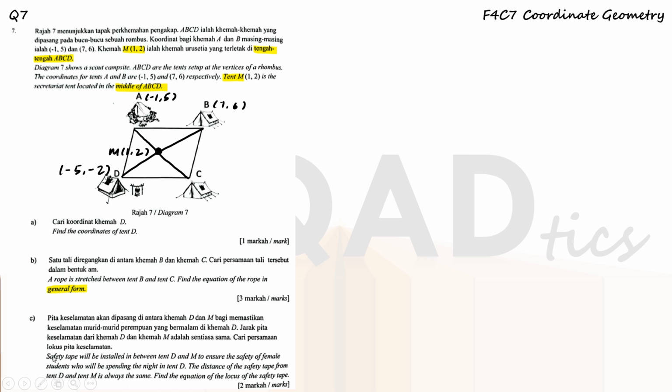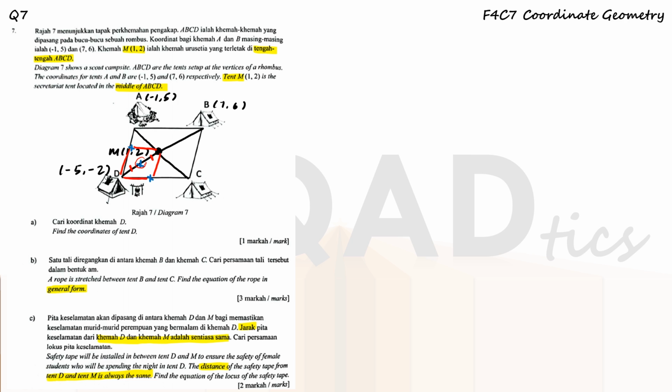And for part C, we have a safety tape that will be installed between D and M. The condition is that the distance of the safety tape from the two fixed points, D and M, must be the same. An example would be somewhere here. If you focus on this point, the distance to D and M is the same. Same goes for the point up here as well. The distance to D and M is the same.